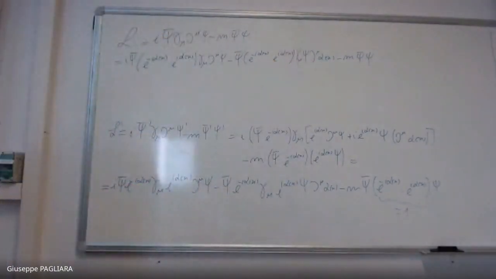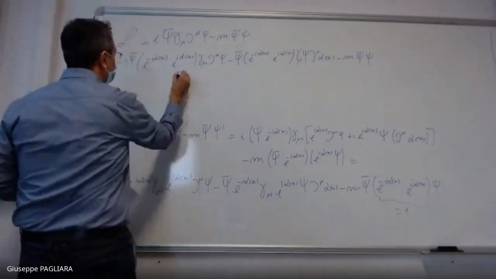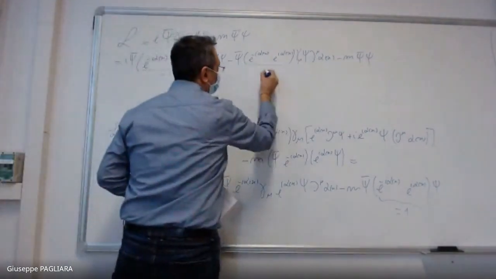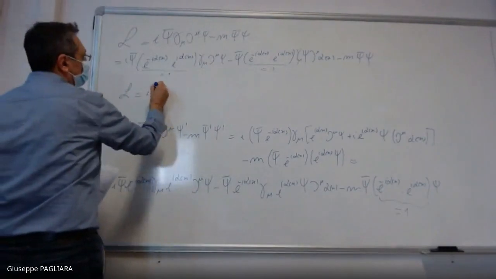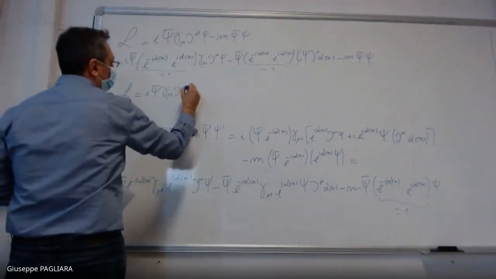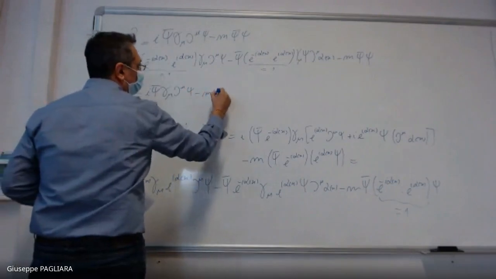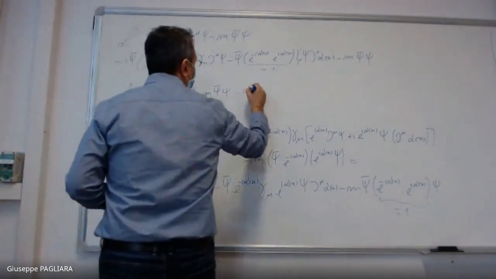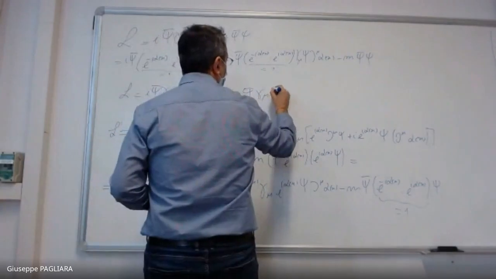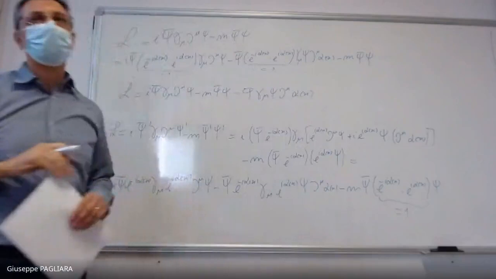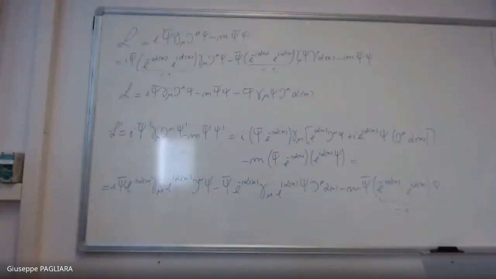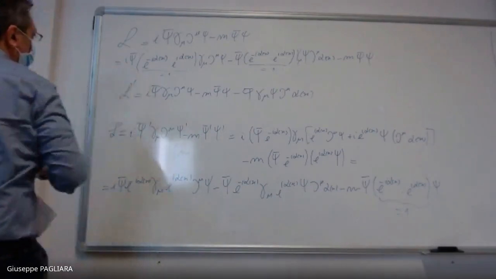Okay. Now, again, this is 1. This is 1. So we're left with L equal to i psi bar gamma^mu partial_mu psi minus m psi bar psi minus psi bar gamma^mu psi partial_mu alpha(x). Sorry, this is L.